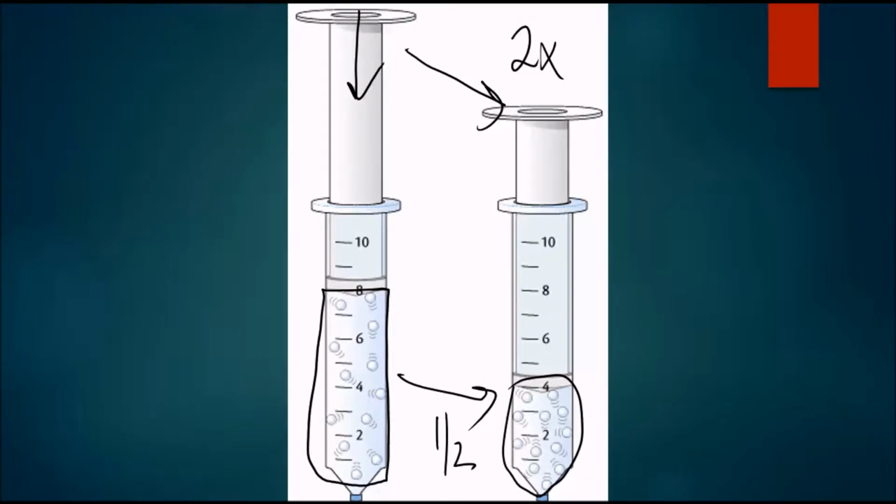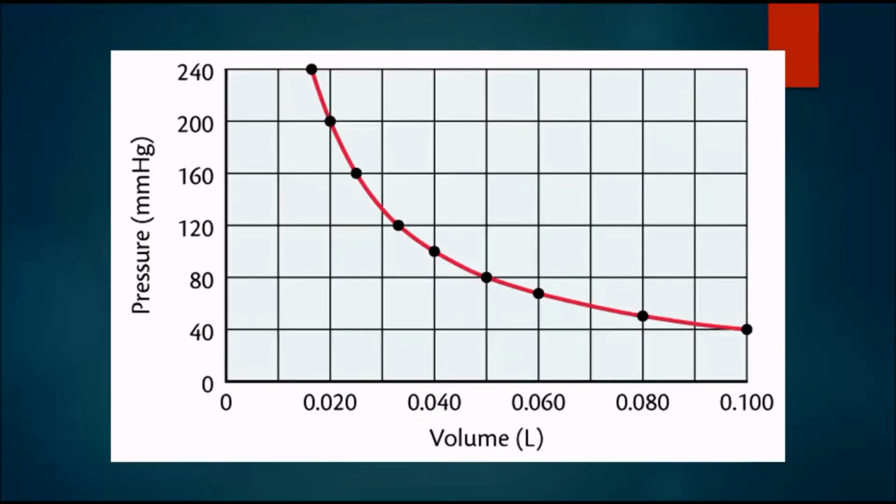The pressure was doubled. This graph shows an inverse relationship, which is exactly what this is, an inverse relationship. So when the volume is this much and you double the pressure, guess what happens to the volume? The volume is halved.